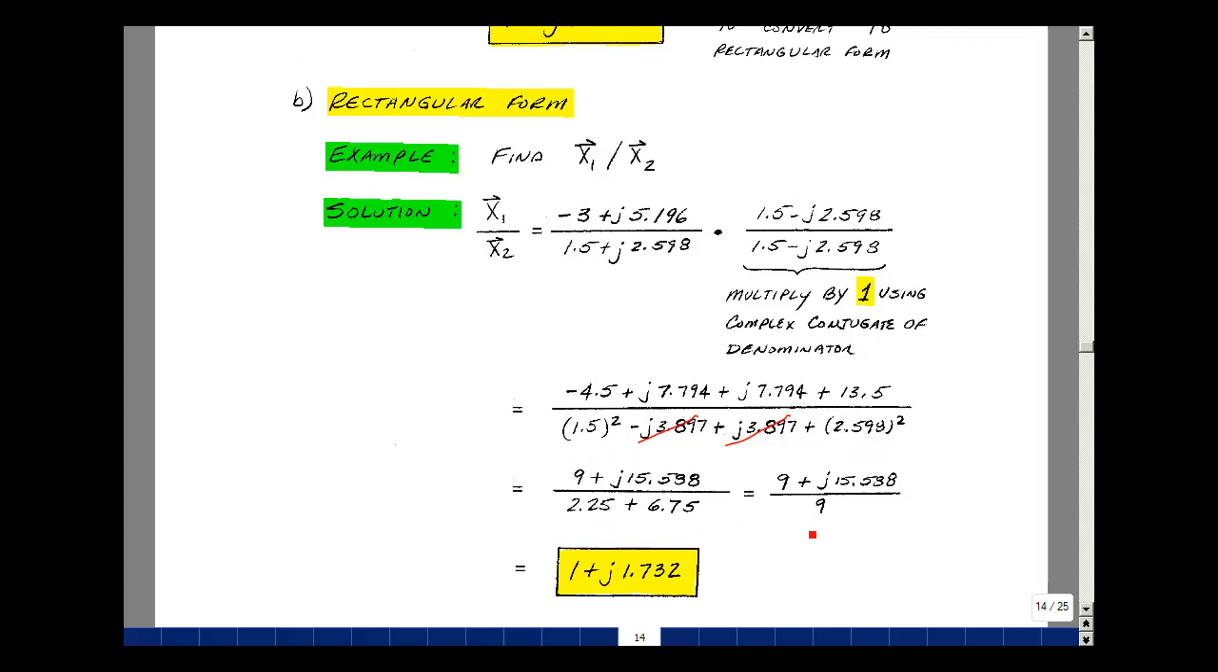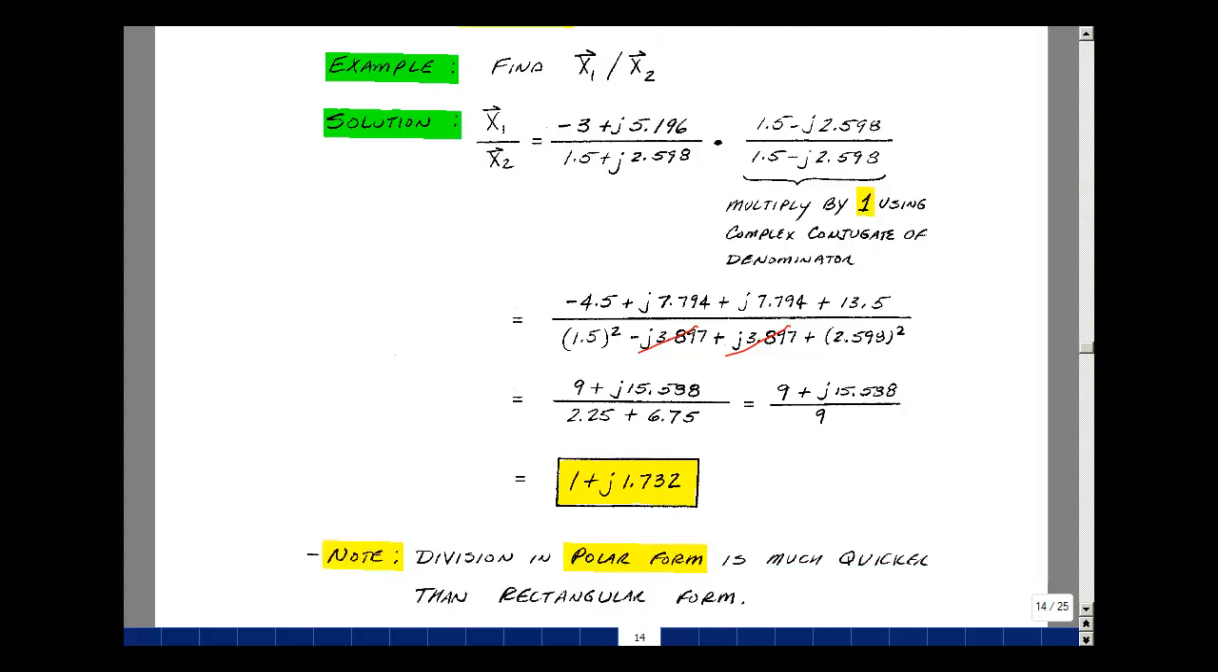That turns out to be equal to 9. Adding the real and the real, I get also a 9. Adding now these two imaginaries, I get actually twice 7.794. I get 9 divided by 9 is 1. The j 15.588 divided by 9 is j 1.732. Same result we had up on top.